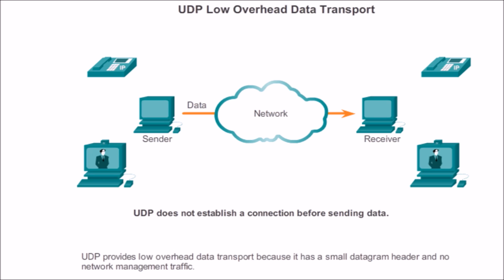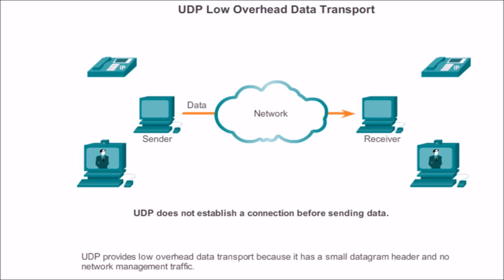Although the total amount of UDP traffic found on a typical network is often relatively low, key application layer protocols that use UDP include Domain Name System (DNS), Simple Network Management Protocol (SNMP), Dynamic Host Configuration Protocol (DHCP), Routing Information Protocol (RIP), Trivial File Transfer Protocol (TFTP), and IP telephony or Voice over IP (VoIP).